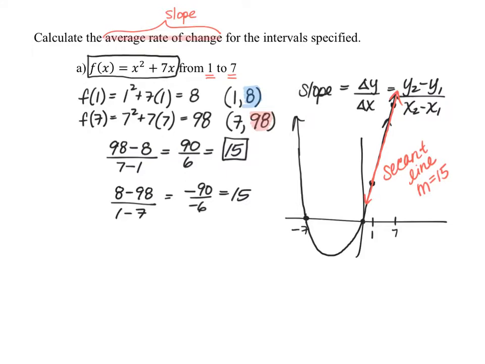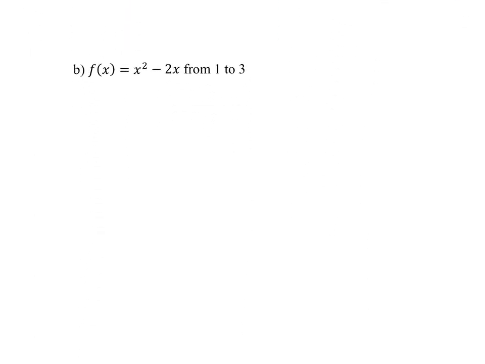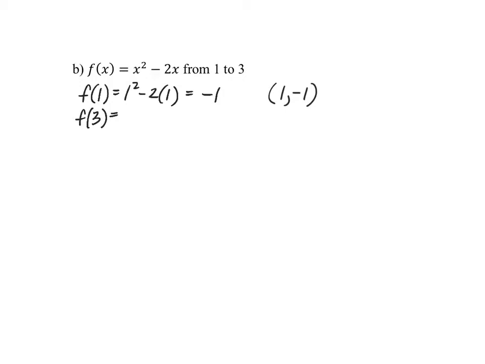So now let's move on to our second example. A new function with a new interval. f of x equals x squared minus 2x from 1 to 3. So again, let's go ahead and substitute in our x values so that we can get our y value, the output. 1 squared minus 2 times 1 is negative 1. So my coordinate is (1, negative 1). Substituting in 3 gives me 3 squared minus 2 times 3, which is 9 minus 6, which is 3. So that corresponds to the coordinate (3, 3).